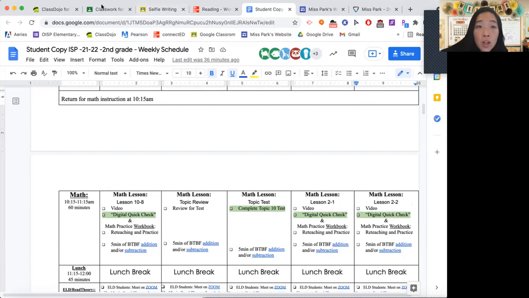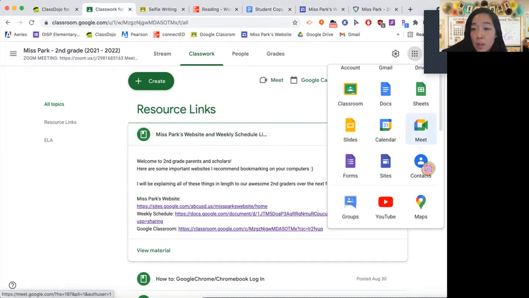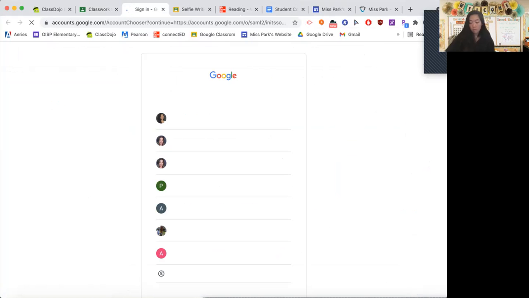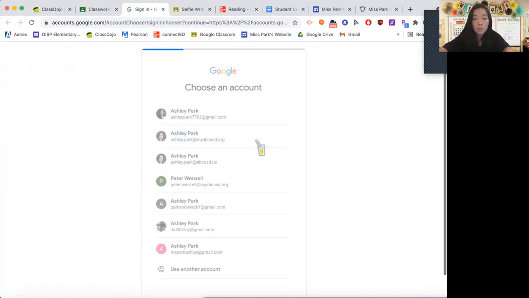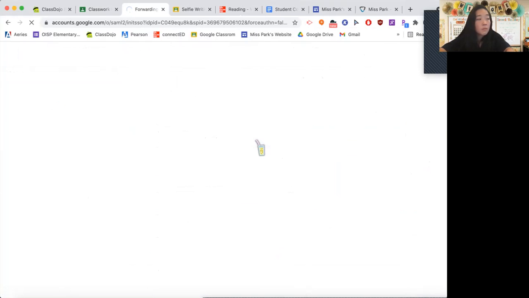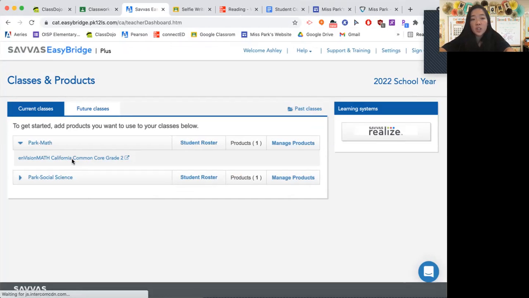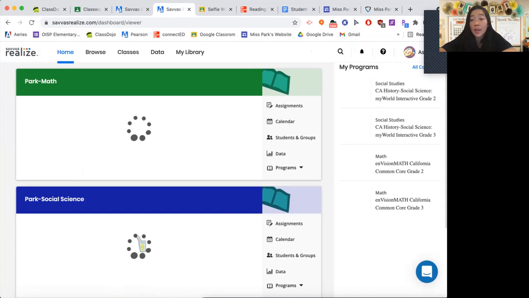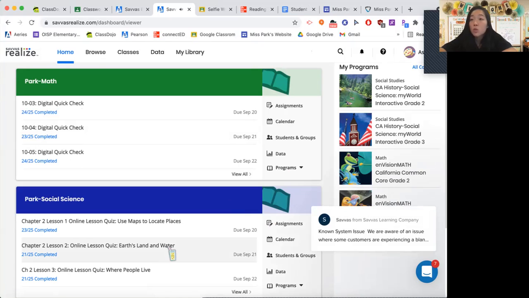We're going to go to Google Classroom. You're going to click on the app, and then you're going to scroll down to get to Savvas EasyBridge. And then you're going to click on enVision Math California Common Core Grade 2. And then it's going to open up to Savvas Realize, to your home page, your dashboard. Any missing assignments you guys have will be here. If it's blank, that means you've completed all of your math and history. So just make sure that you guys do your ELA as well, which is in McGraw-Hill.